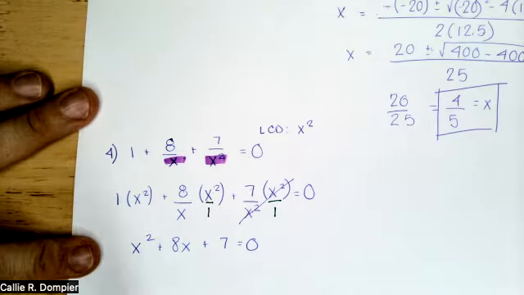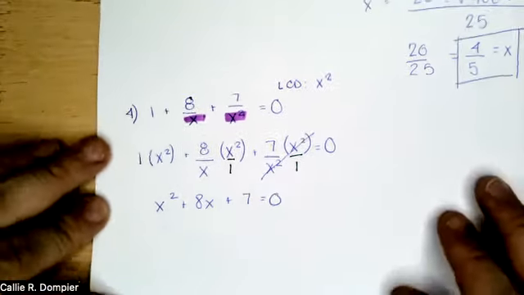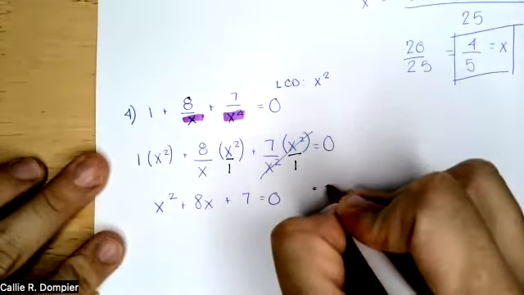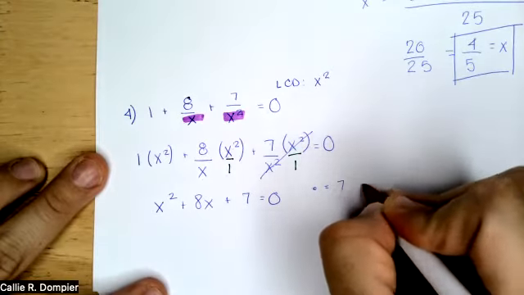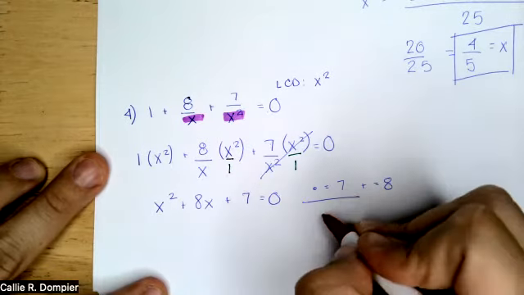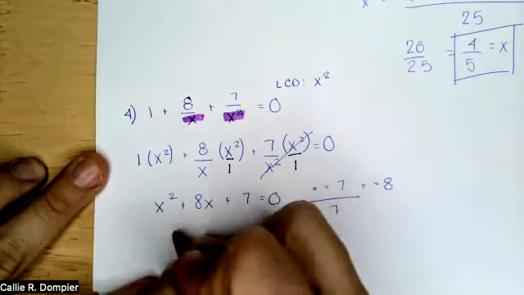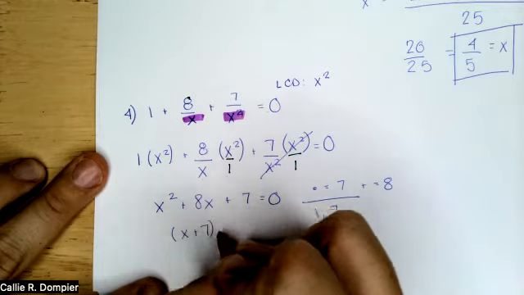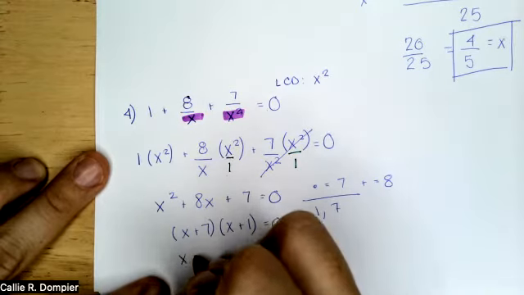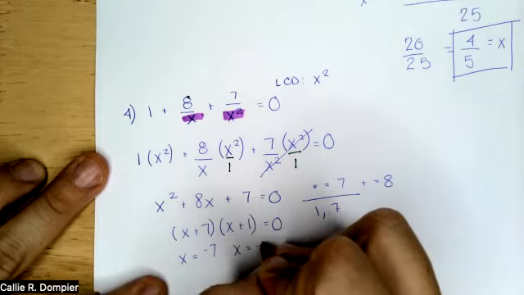Now you can put this into the quadratic formula, right? But it kind of looks factorable. Those look like nice numbers. So I would need numbers that multiply to equal 7 and add to equal 8, right? And there's only 2 factors of 7 that are positive. 1 and 7, those do add to 8. So you can just call this x plus 7 times x plus 1 equals 0. Here, remember, your answer is not x equals 7. It's x equals -7, x equals -1.